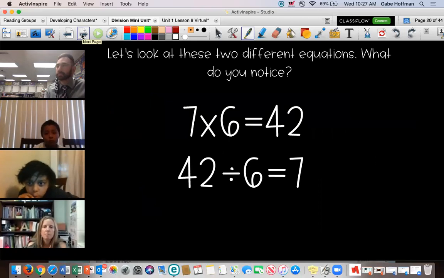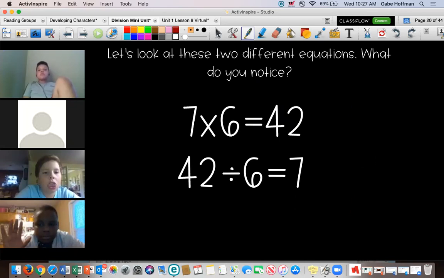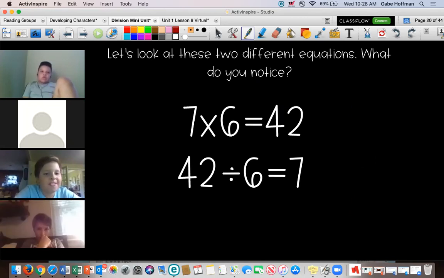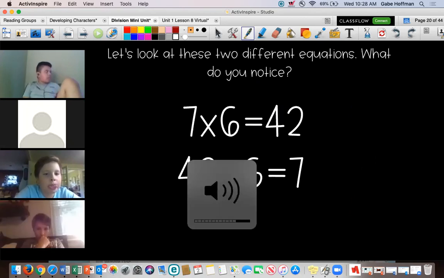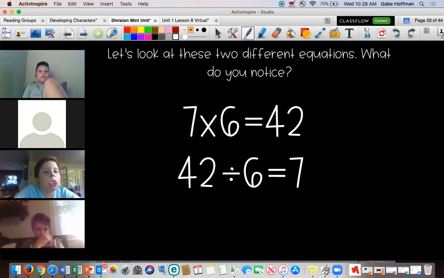Okay, so here we have two equations. We have 7 times 6 equals 42, and 42 divided by 6 equals 7. What do you notice about these two equations? Michael. And Clay, too. That the multiplication answer that they got is higher and the division one is lower. That's true. So you're saying you notice the product is larger than the quotient.